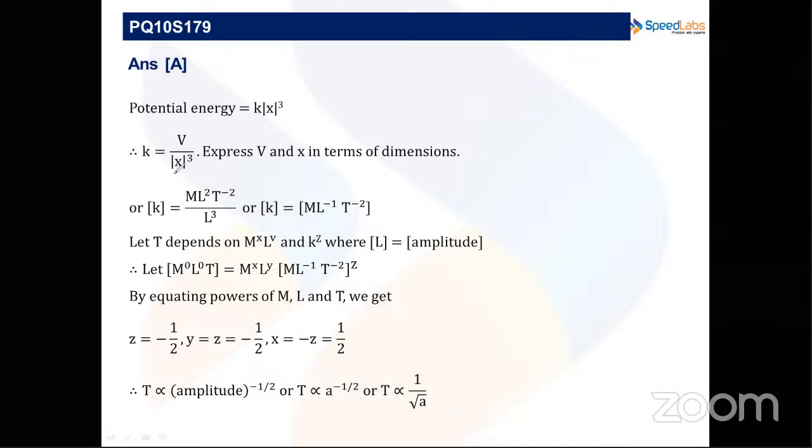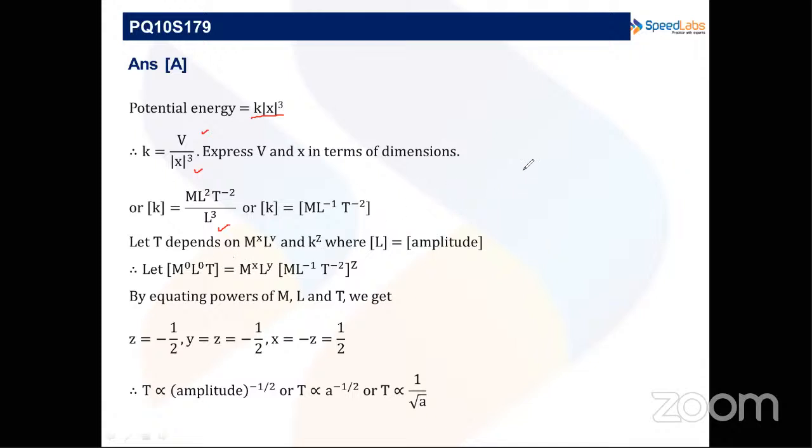Potential energy is given as this. तो उन्होंने k निकाल लिया. K is V by x cube. अब उन्होंने k का डायमेंशन निकाला है. तो this is potential energy and this is distance. So this is L cube. Potential energy is m L square t raised to minus 2. That is force का dimension.